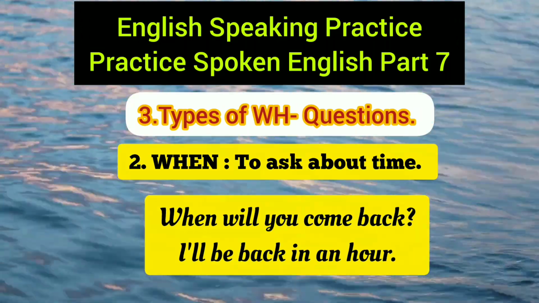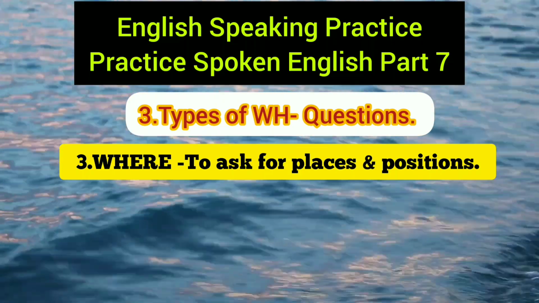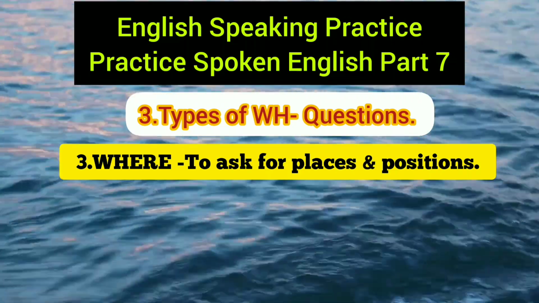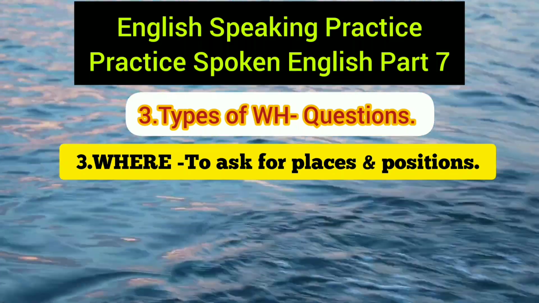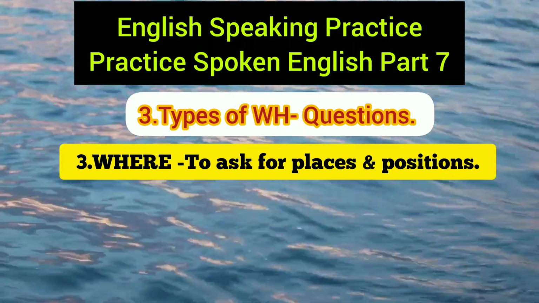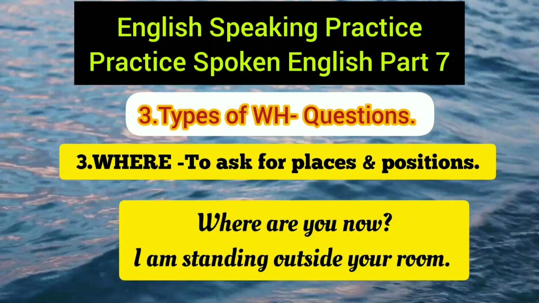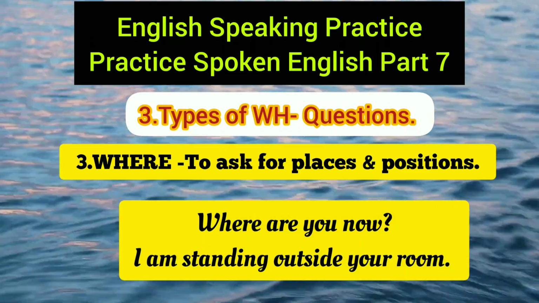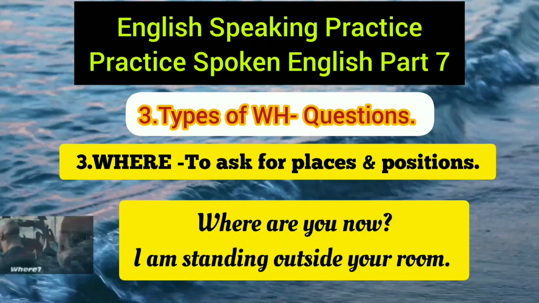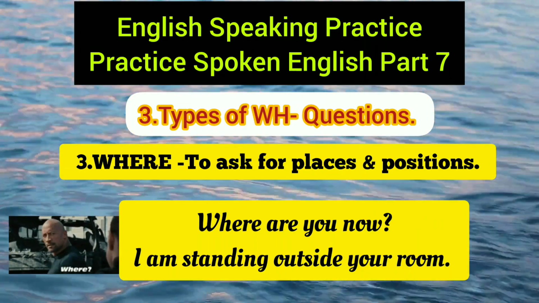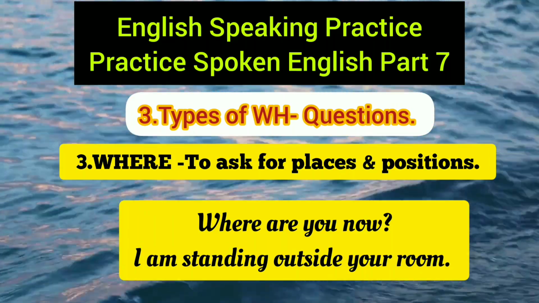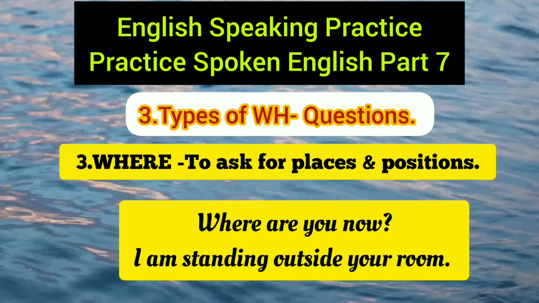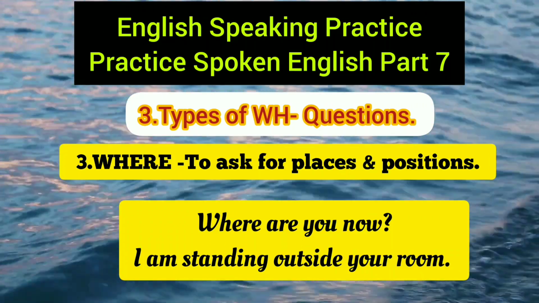Up next we will turn our attention to the third WH word, that is where. Where is used to frame questions to ask for places and positions. Let's see the first question: where are you now? Here I'm asking someone's position, where exactly that person is, in which place. I'm asking about the person's present location. The answer given is, I am standing outside your room.